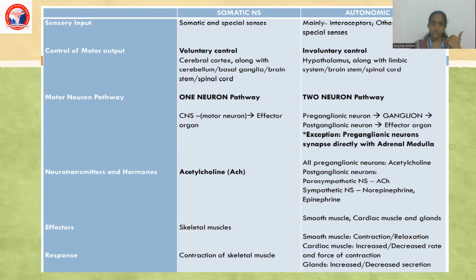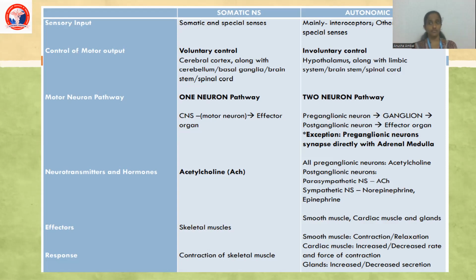What is the neurotransmitter released? In somatic, it is always acetylcholine. In autonomic, at the level of ganglia, it is always acetylcholine. At the level of the effector cell, if it's a sympathetic, it is adrenaline or noradrenaline. If it's a parasympathetic, it is going to be acetylcholine.